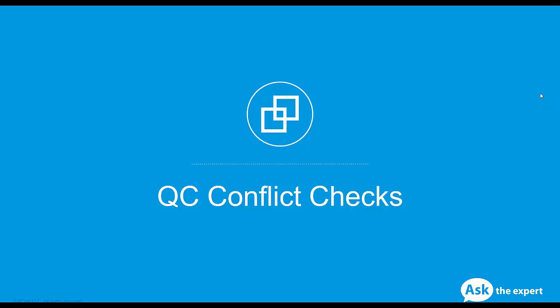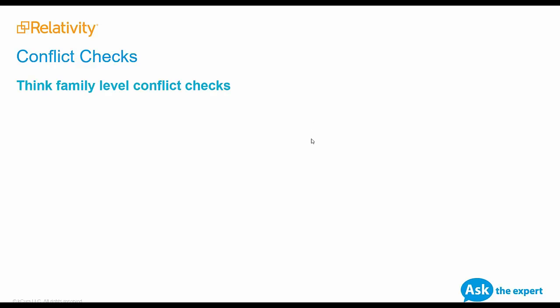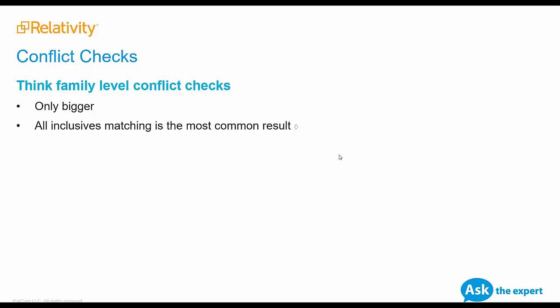So let's look at conflict checks. This is another good way to use email threading in general, and email thread visualization in particular works well with this. So conflict check, it's like a family check. A lot of you are probably doing that for looking for potential coding inconsistencies from inside a family group, but it's just bigger. It's the entire thread.